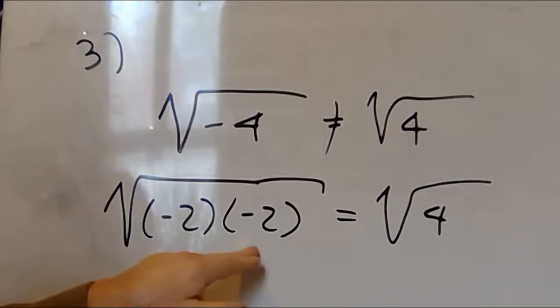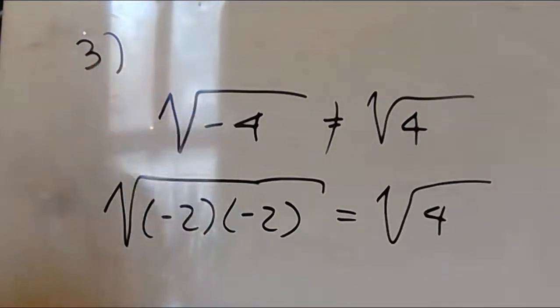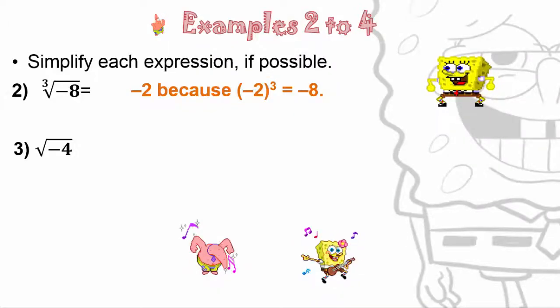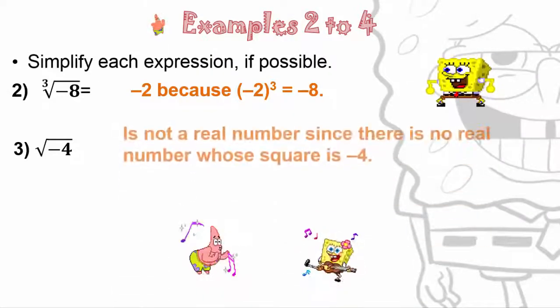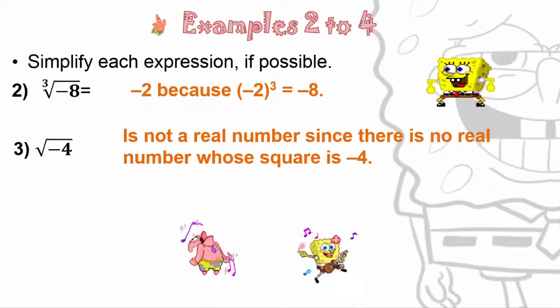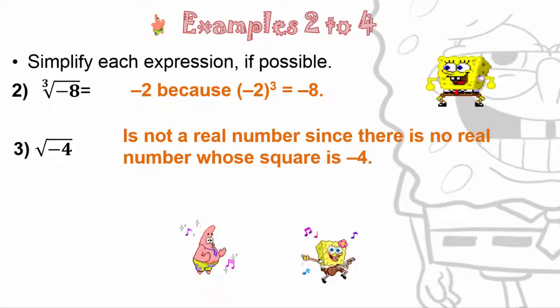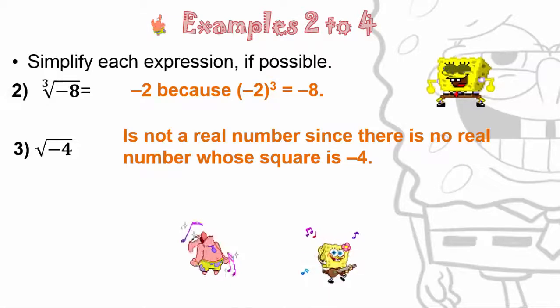And that's an example of why we cannot have an even index with a negative number underneath our radical sign. Reviewing what we learned on the whiteboard, we found it is not a real number since there's no real number whose square is negative 4.